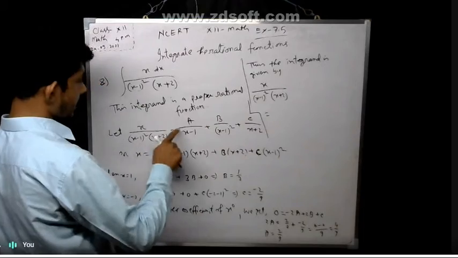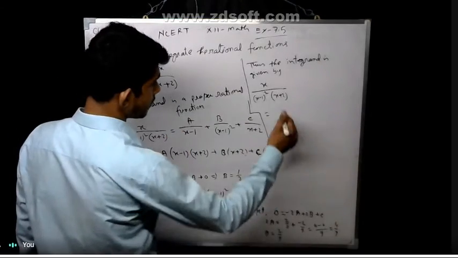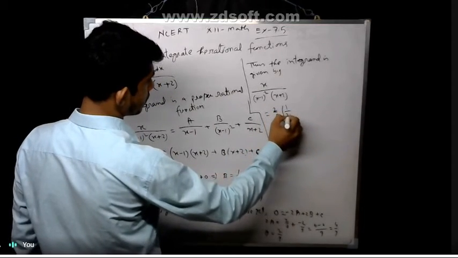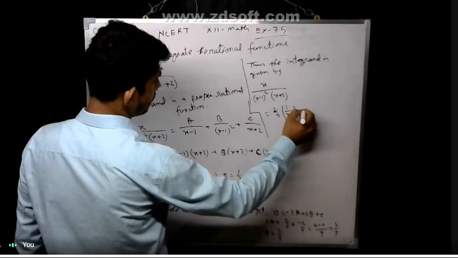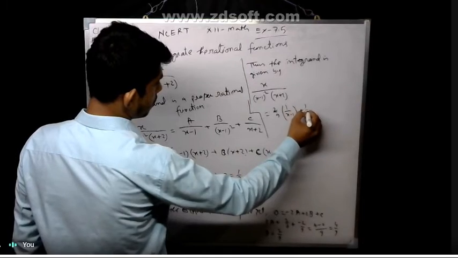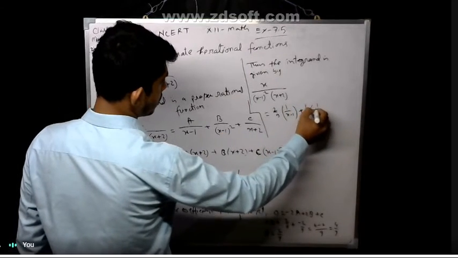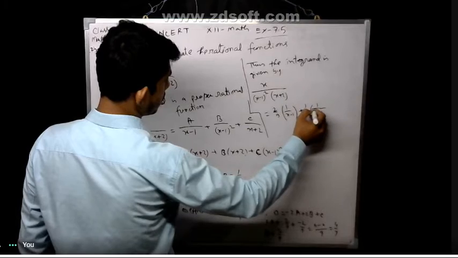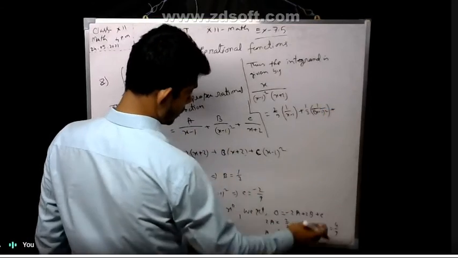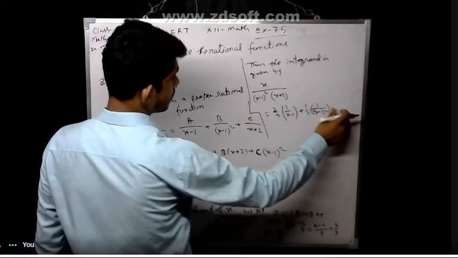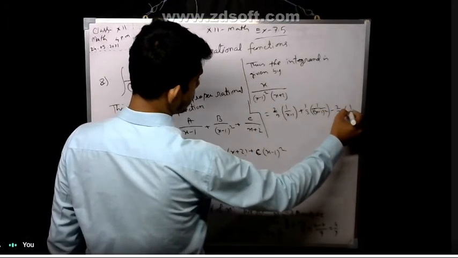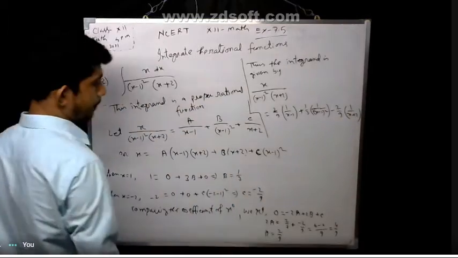Now the integrand is given by x by (x minus 1) whole square into (x plus 2) equal to A, which means 2 by 9, into 1 by (x minus 1), plus B, B equal to 1 by 3, so 1 by 3 into 1 by (x minus 1) whole square, plus C, which means minus 2 by 9, into 1 by (x plus 2).